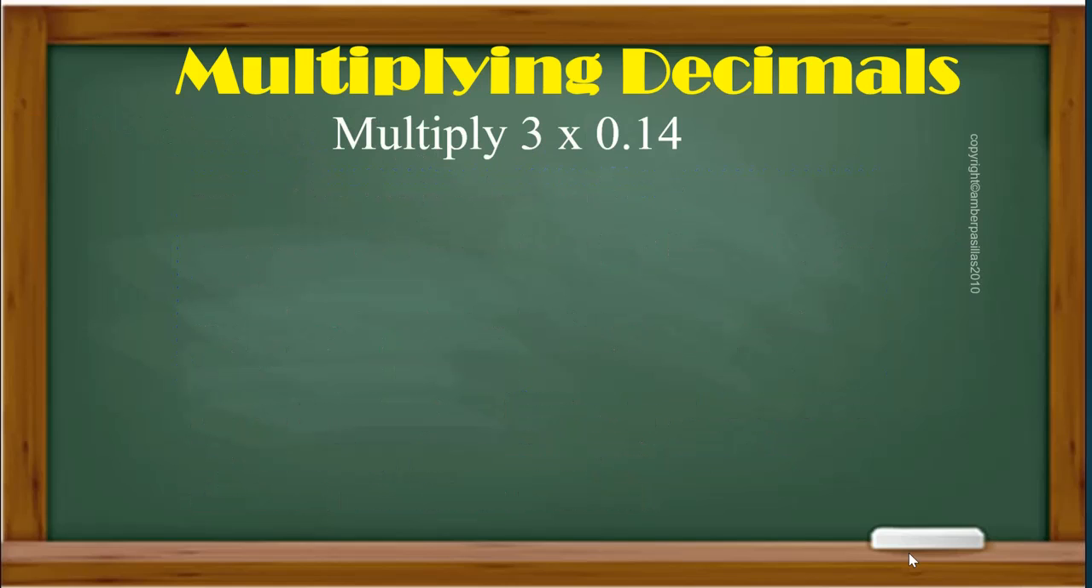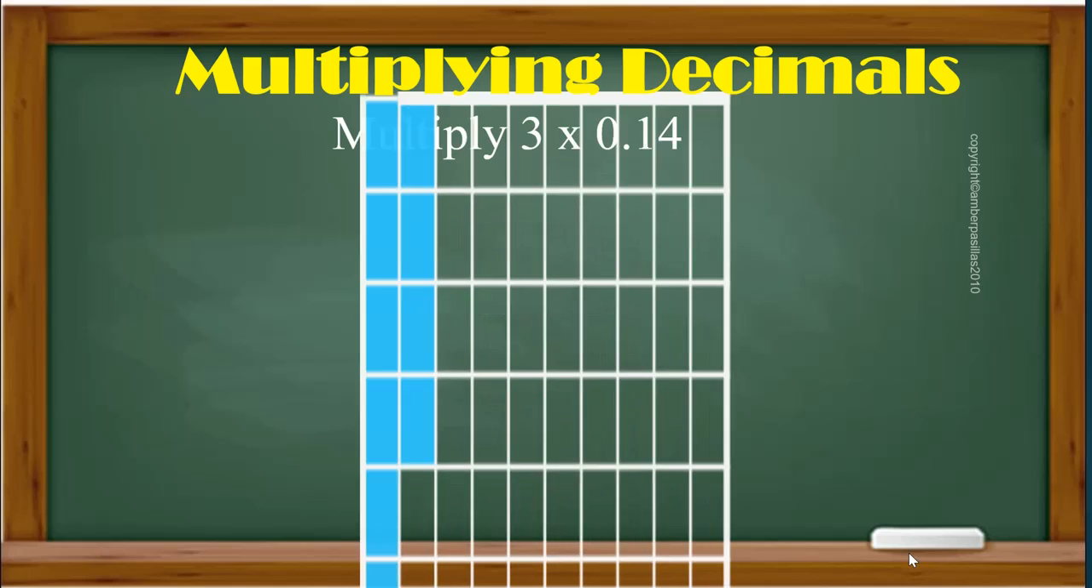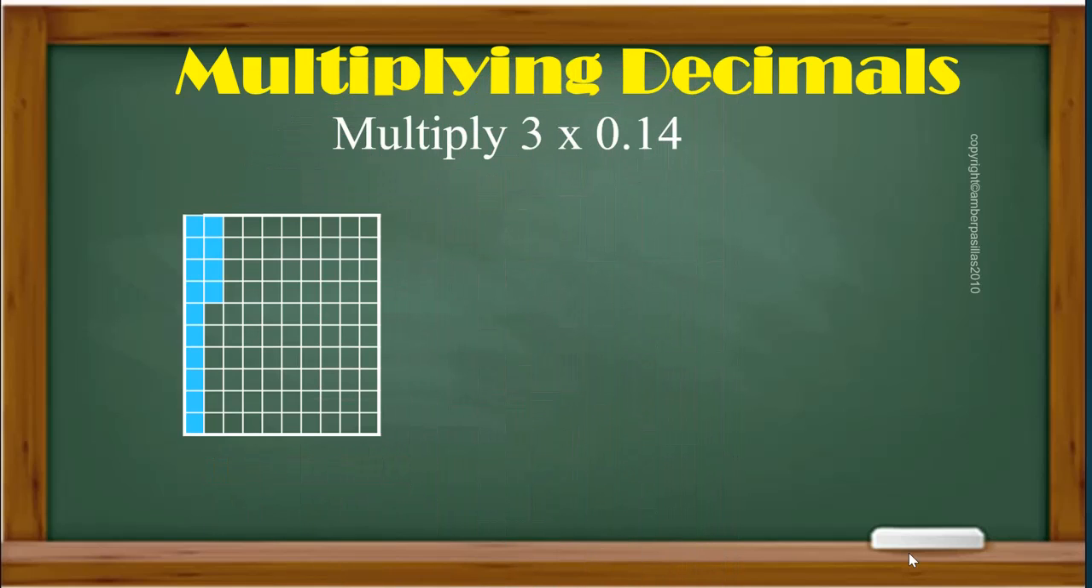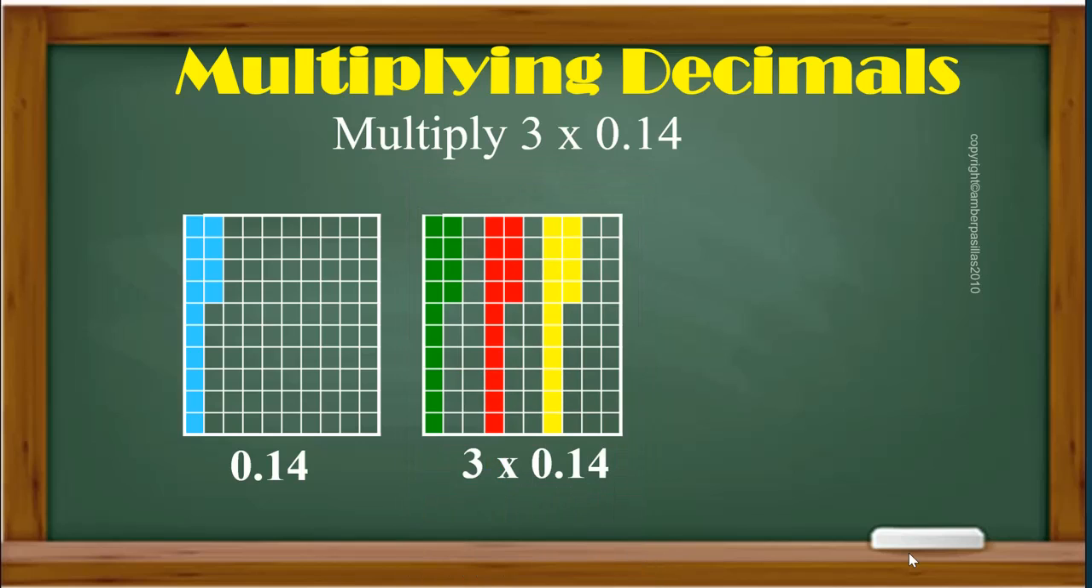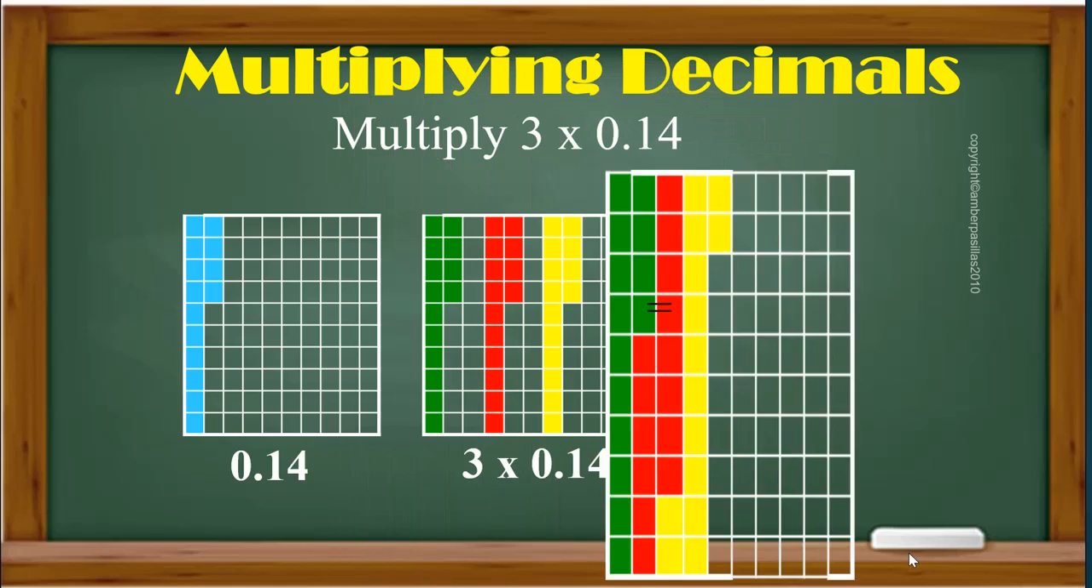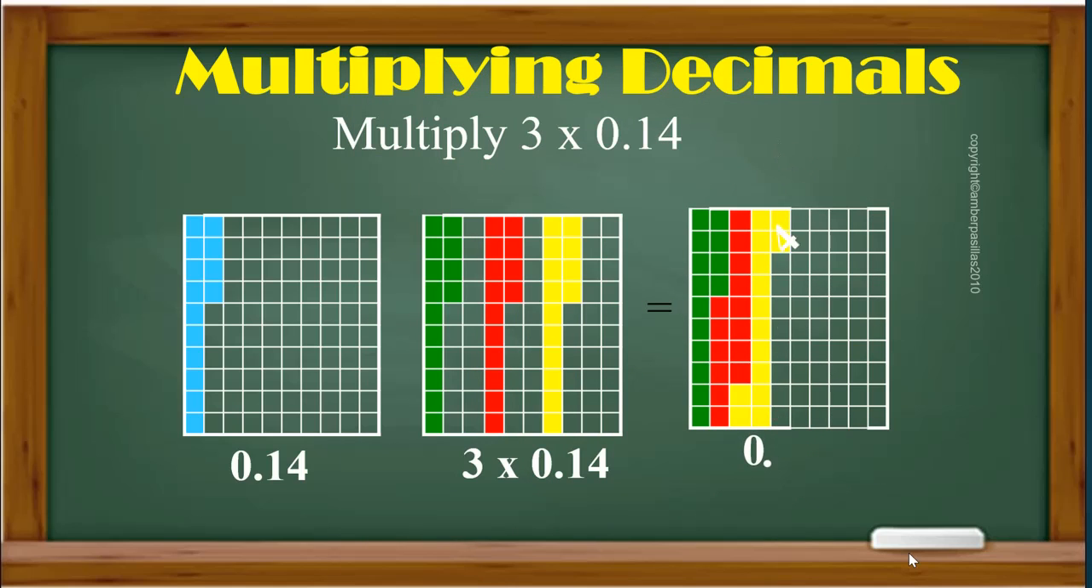Let us have an example. To multiply 3 by 14 hundredths, we will have 14 hundredths. So to multiply it by 3, we must have 3 sets of 14 hundredths. So to get the product, we must combine the 3 sets of 14 hundredths. So you will get 42 hundredths. Let us solve.